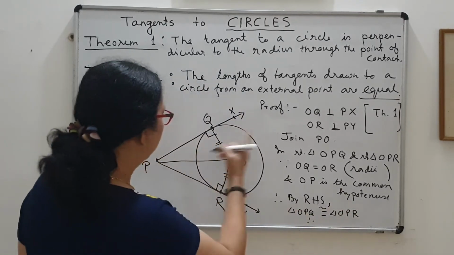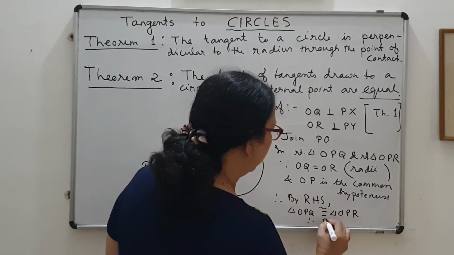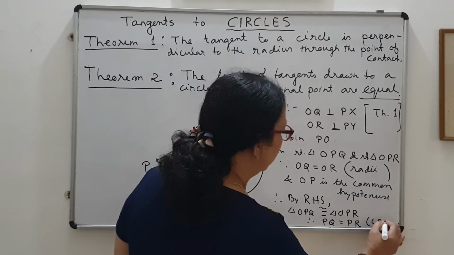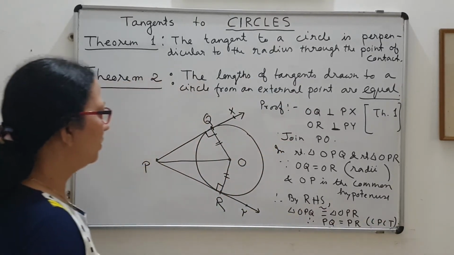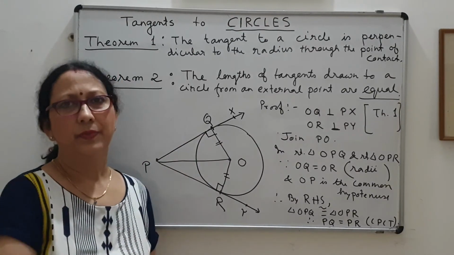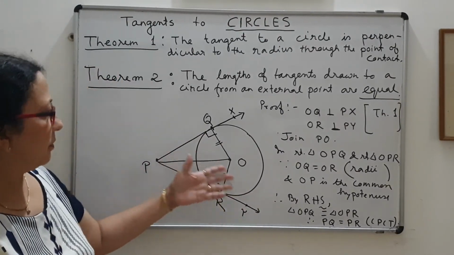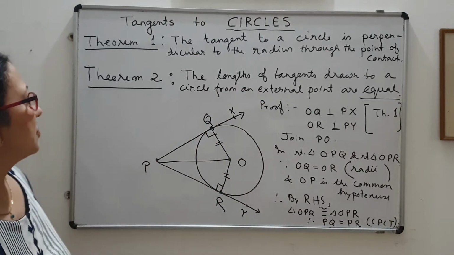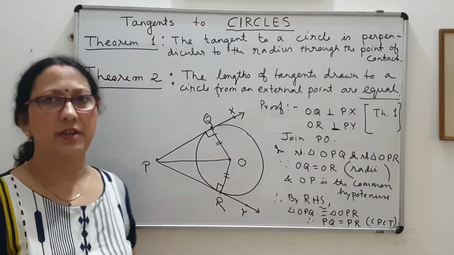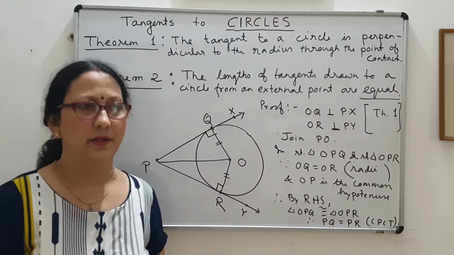Therefore PQ is equal to PR by CPCT, hence proved. PQ and PR are nothing but the length of tangents, hence proved. So in this way we have proved this theorem. So these are the two basic theorems which you have to use in this chapter, solving the questions of this chapter.